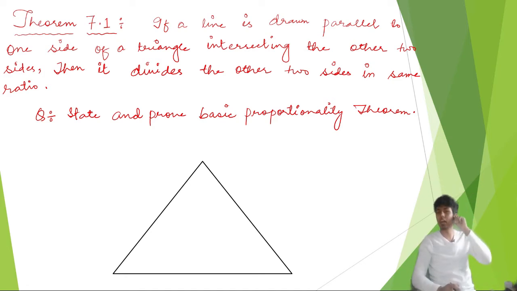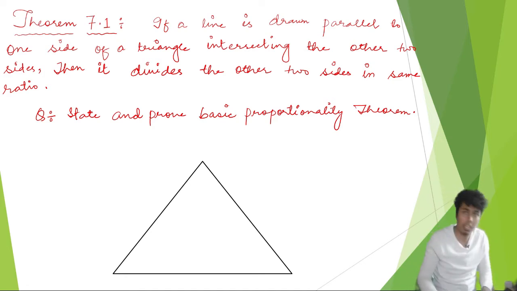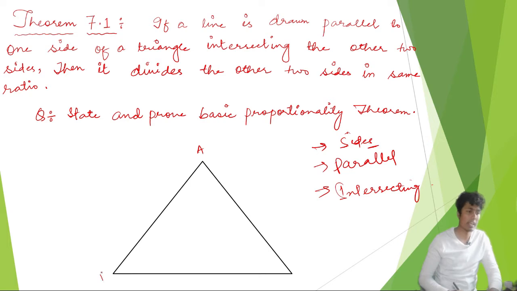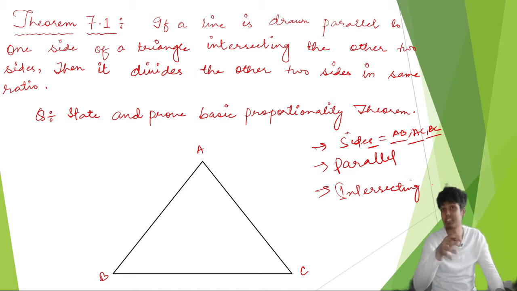So let us study 7.1 properly, step by step. Before understanding this, you need to understand three things. First is sides, another is parallel, and third is intersecting. Sides: what are sides? Take this triangle and name it A, B, C. What are the sides of this triangle? AB, AC, and BC. These three are the sides of this triangle.